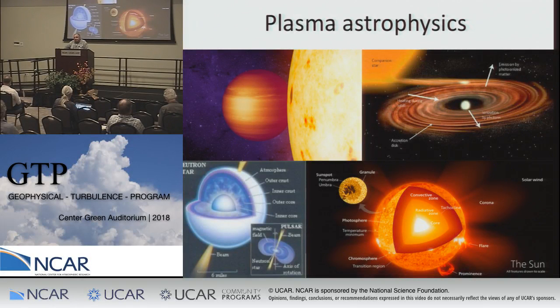And there are two different communities. Astrophysicists consider plasma astrophysics to study all these objects independently. And the plasma community considers plasma astrophysics as a new branch of plasma physics, which is developing a new direction related to studies of large-scale flows in plasma, similar to what is done in geophysical fluid dynamics.